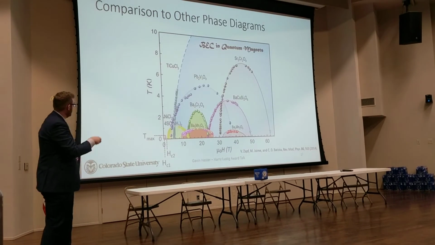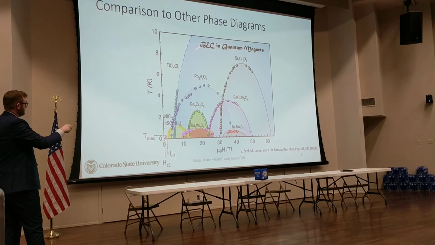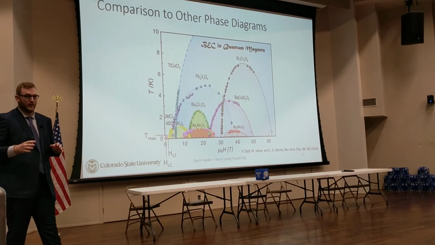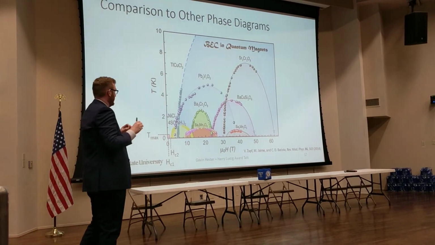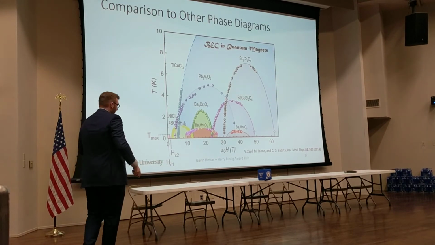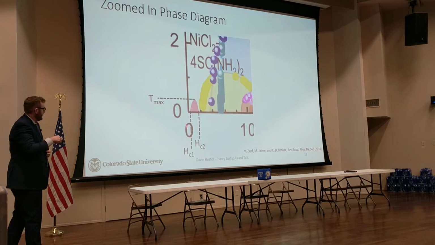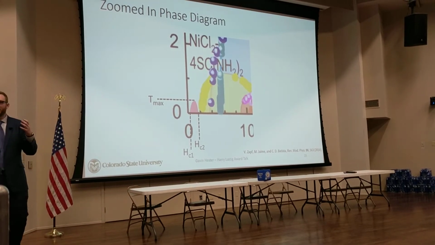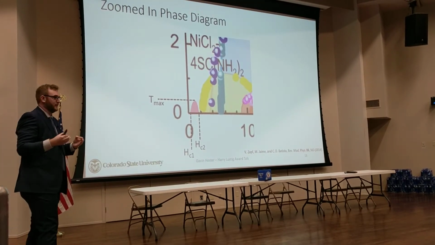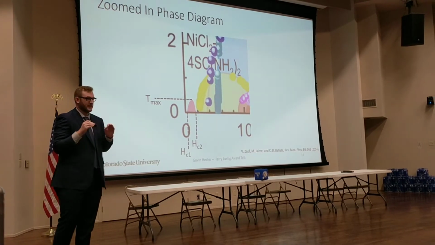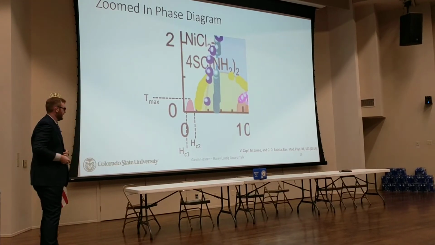So, I want to compare this phase diagram to all of those other ones seen before, just to drive home how novel this system is. So in the back, you may not be able to see this tiny red dome here. If I zoom in on it, you can really kind of see how much smaller our critical fields are than any other discovered quantum dimer magnet with the Bose-Einstein condensate.